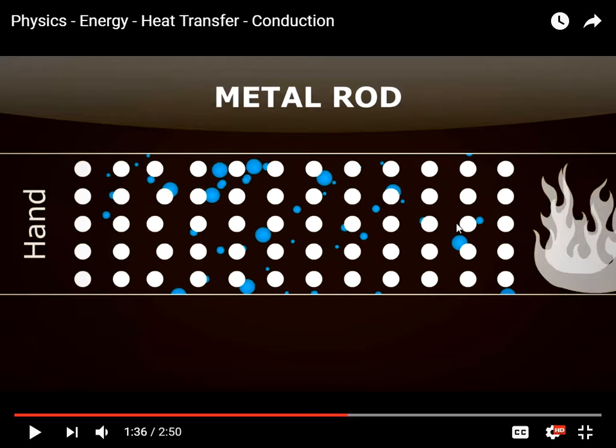Okay, so now when we apply heat to one end, instead of just the white particles vibrating and hitting each other and colliding, and then you reach the hand, instead of just that, we have the blue free electrons, which are very mobile.